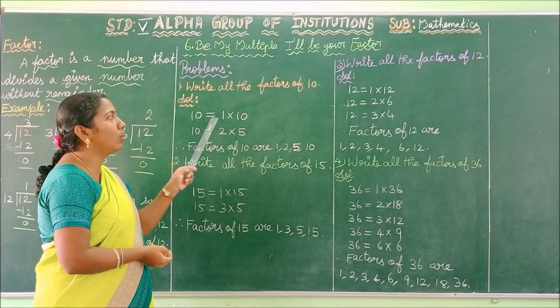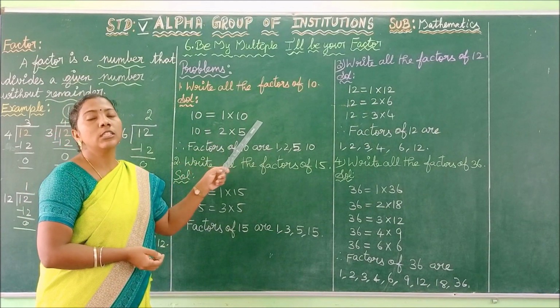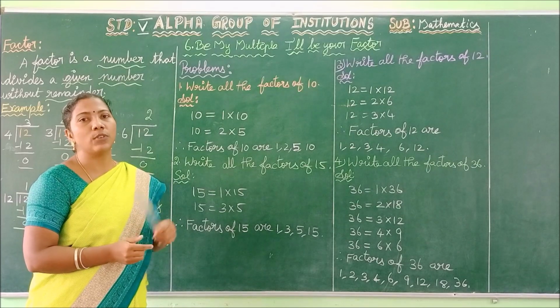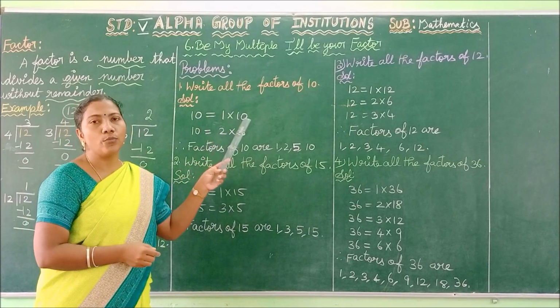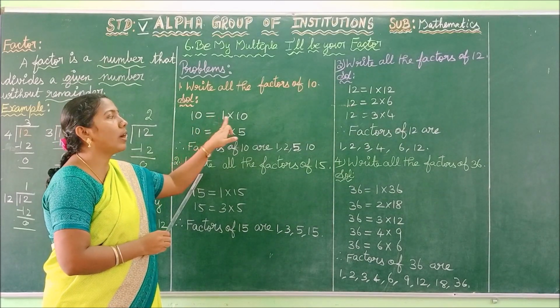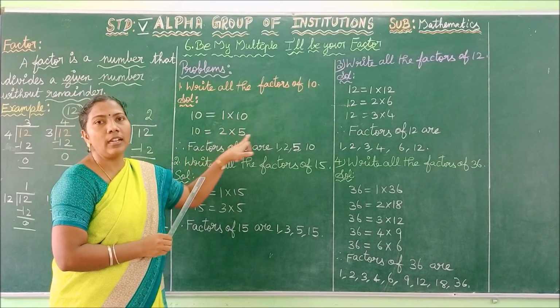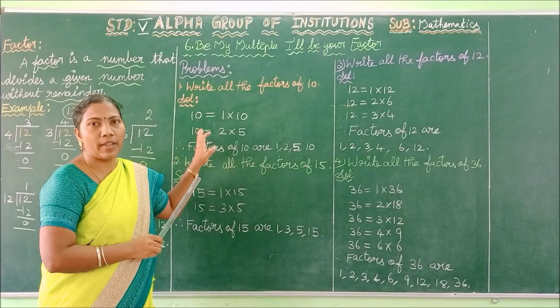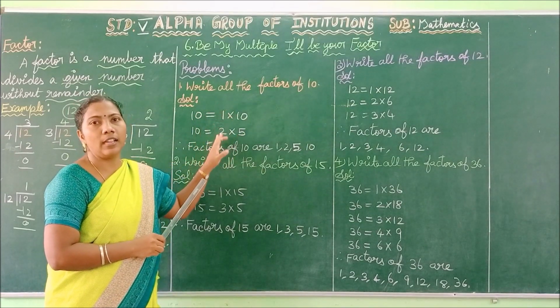That is 10 equals 1 into 10. Suppose the given number is 15, then first you have to write 1 into 15. So the first step, you have to write like this: 10 equals 1 into 10. Why we are writing like this is, in order to find the factors of 10.